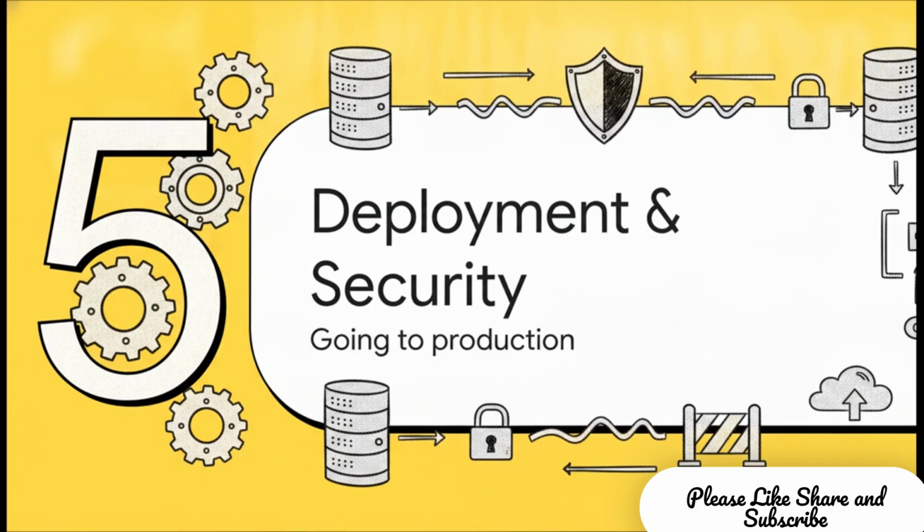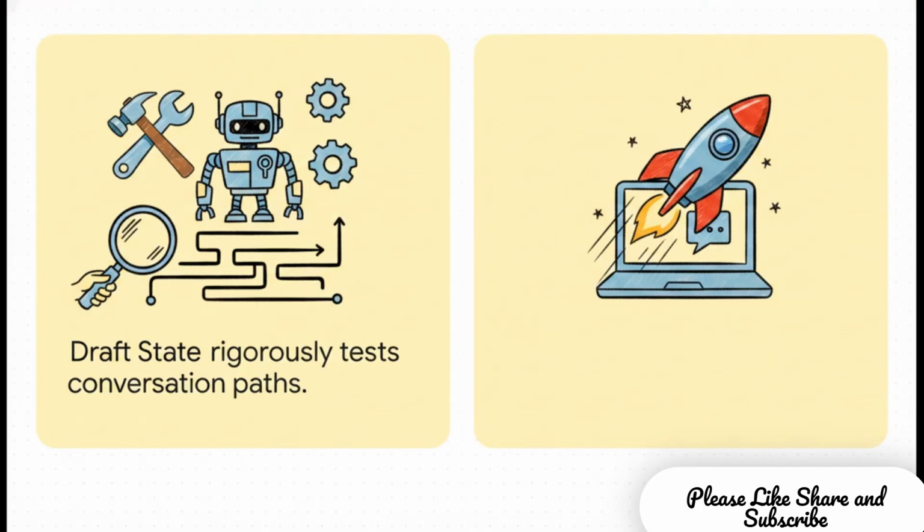Moving into Section 5, Deployment and Security. This is arguably the most critical phase for any enterprise architect. We have to carefully navigate our publishing pipeline here. You should be rigorously testing your conversation paths, asking follow-up questions, and triple-checking your branching logic while you're still in the draft state. Only when it is absolutely bulletproof do we hit that publish button to push our finalized agent live to channels like Microsoft Teams.